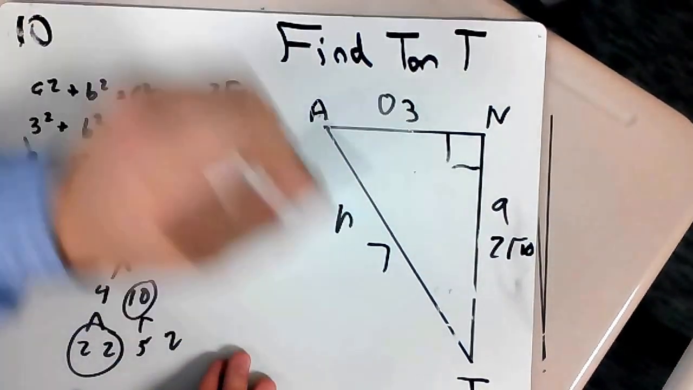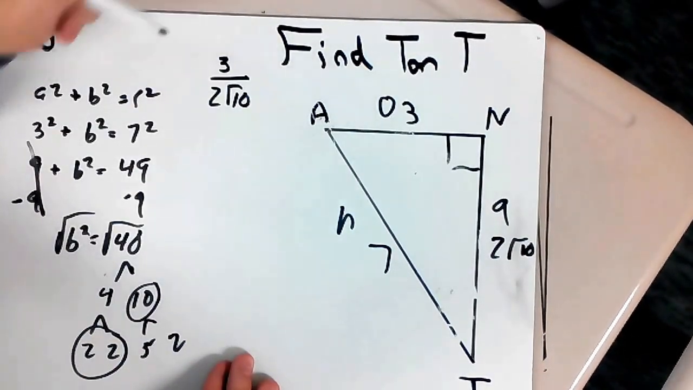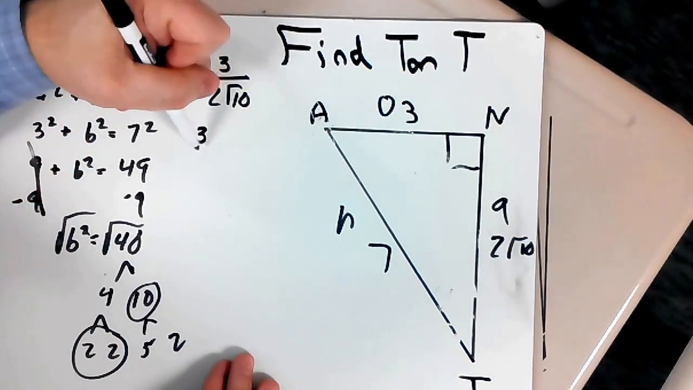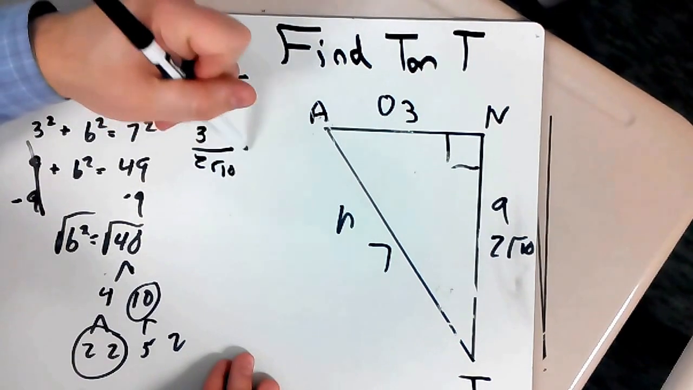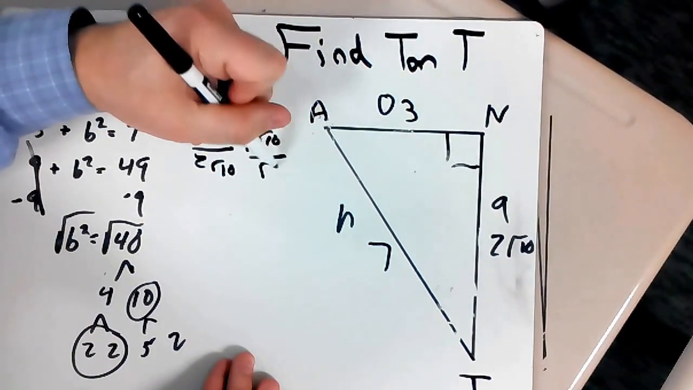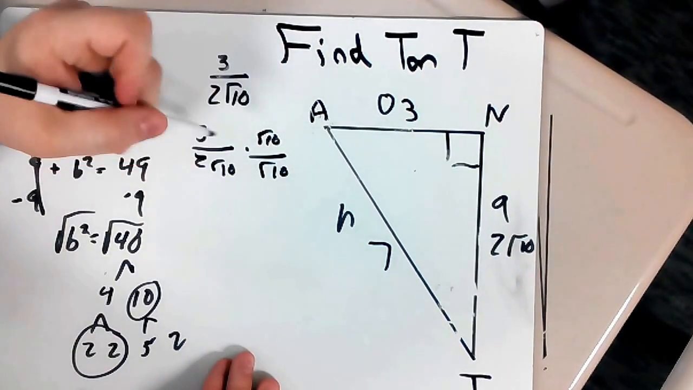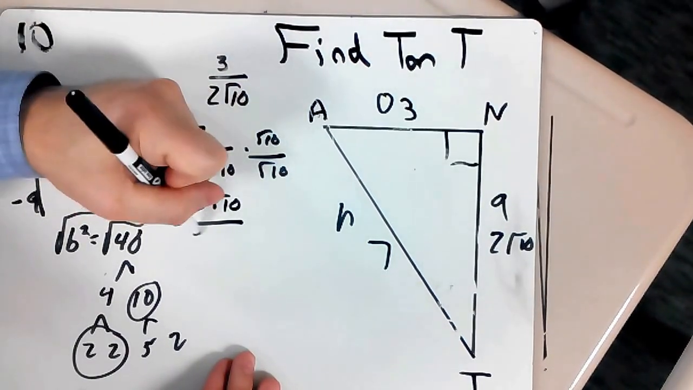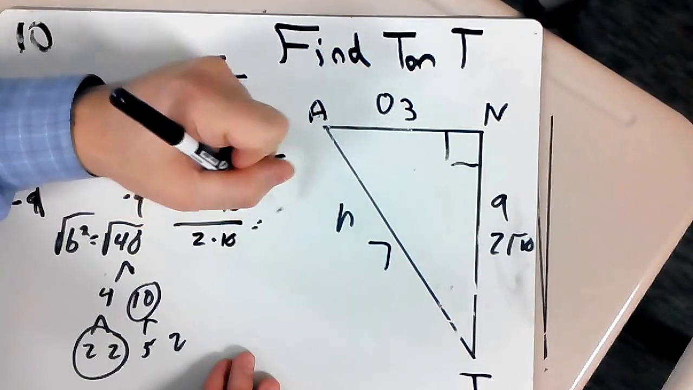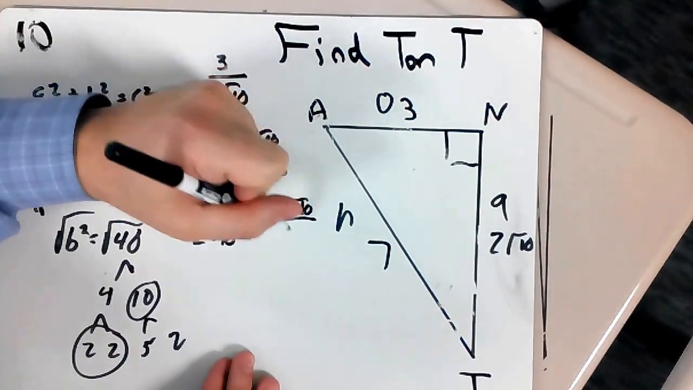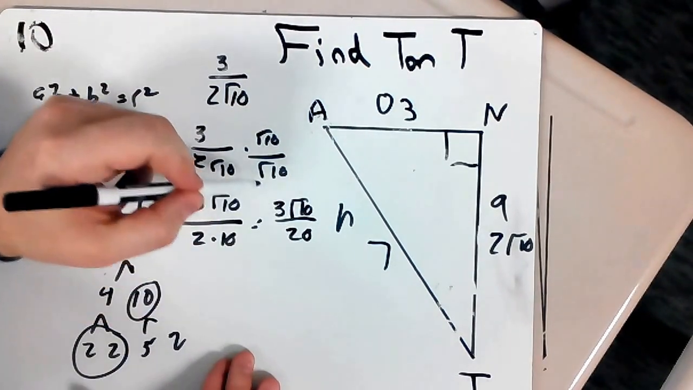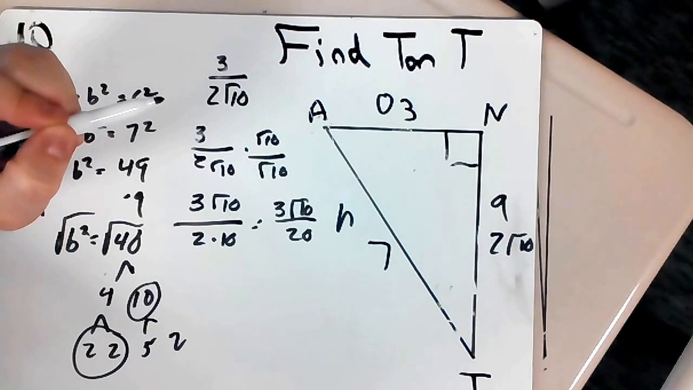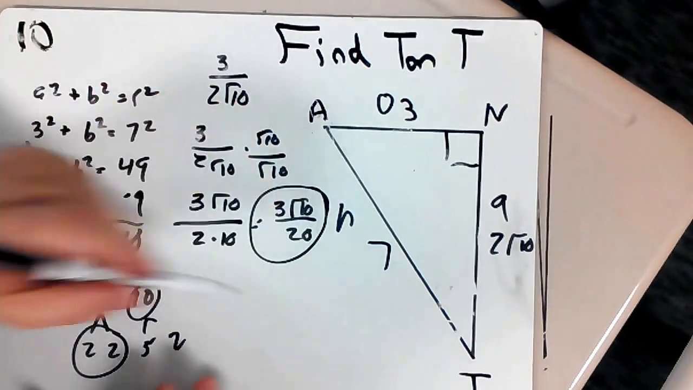The tangent is 3 over 2 square root 10. Now I have to get that square root out from there. So times square root 10 over square root 10. That becomes 10, so 3 square root 10 over 2 times 10, which is 20. 3 square root 10 over 20. Now does that simplify? No, it doesn't. And that's the answer.